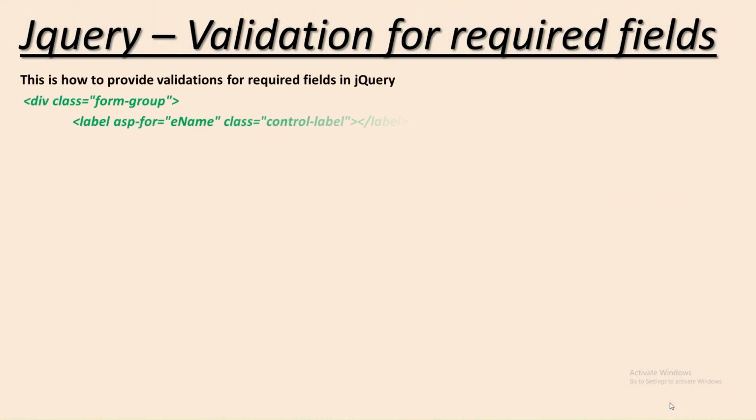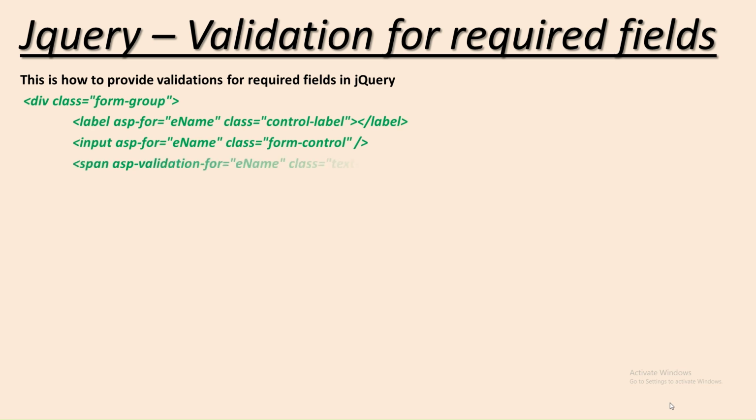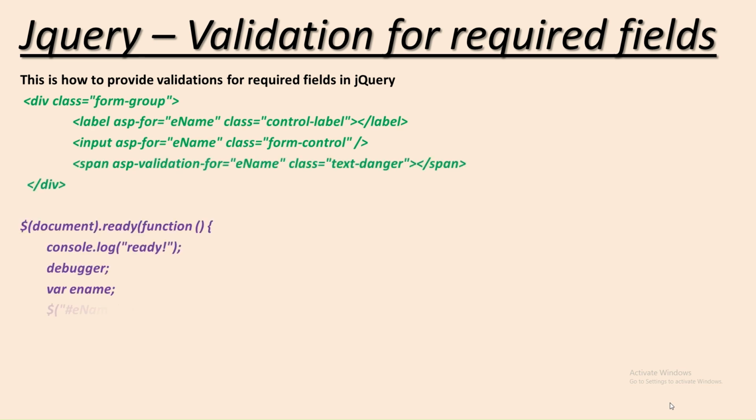This is in the div. I have put an input element for ename, and we have the jQuery code inside the document.ready function, and we are calling a function, validate pf details, inside the focusout function.